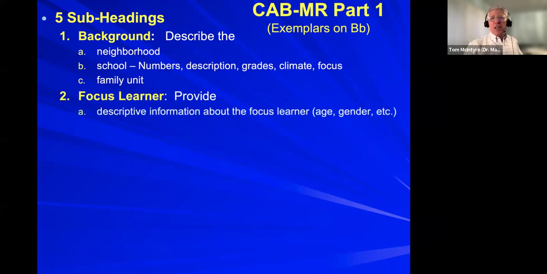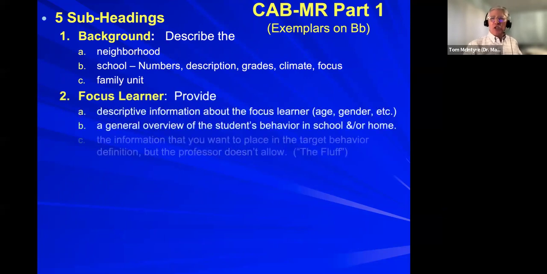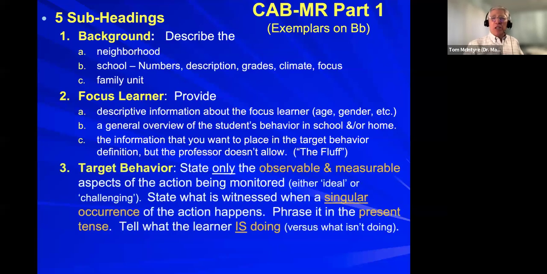You will see this on our website and in the description of the CAB-MR, but there are 4 subheadings in it. You'll be telling us about the student's neighborhood. Tell us about your school. Tell us a bit about the student's family unit. Then tell us a lot about the student, keeping the identity secretive and anonymous, make up a false name. I should not be able to identify who this student is if I happen to really know this kid.